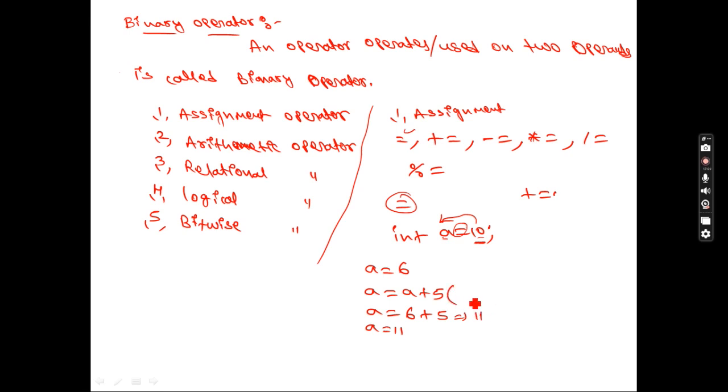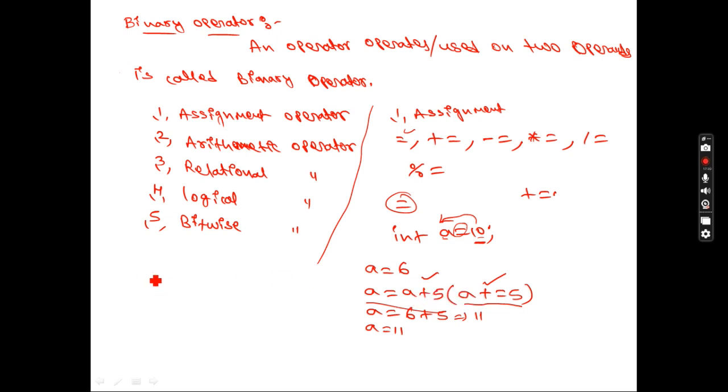The same thing you can also write as a plus equal to 5. Do you have clarity now? a equal to a plus 5 is the same as a plus equal to 5. In school you used to write it like this, but in C language we write it like this. a plus equal to 5 is nothing but a equal to a plus 5, both are the same.